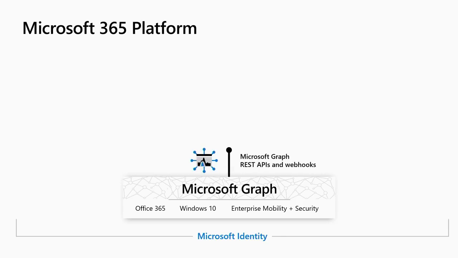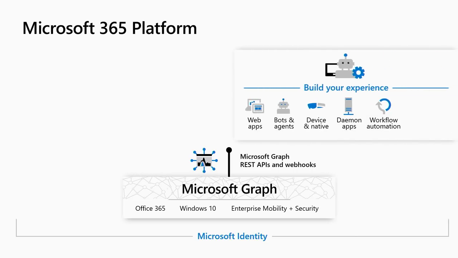The first one is a REST-based API. This REST-based API is basically an HTTP-based API that you can make requests to get access to that data, modify that data, and build experiences. Those experiences can be standalone experiences, web applications, device applications, background processes, workflows, things that you have where you expose your own experience.